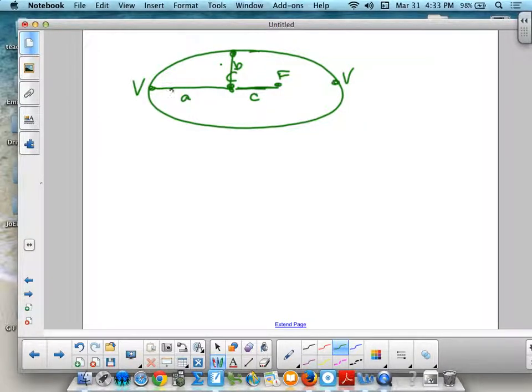Remember this? The focus is here. This is A, this is B, and this is C. So we have that nice Pythagorean relationship, right? Okay, so we use all that to write the equation. When you write the equation, always know the center of the ellipse, okay?